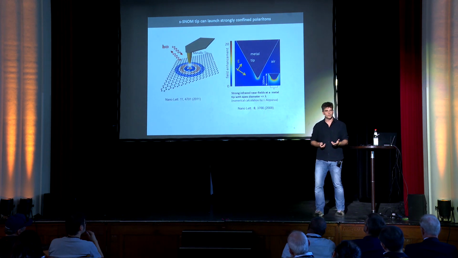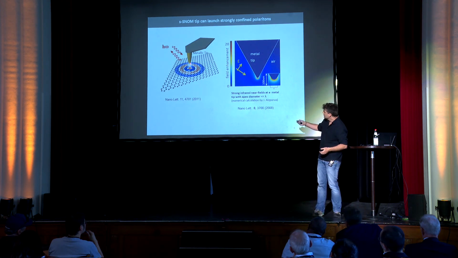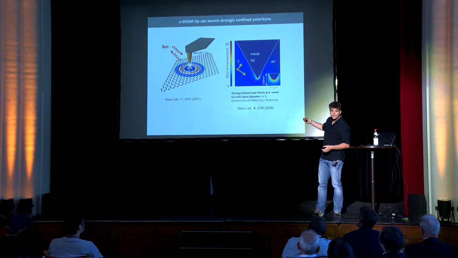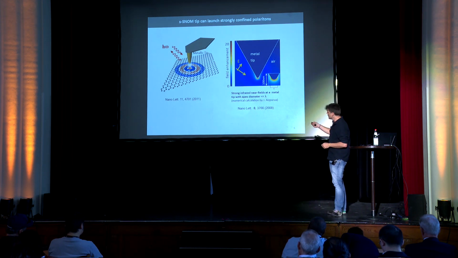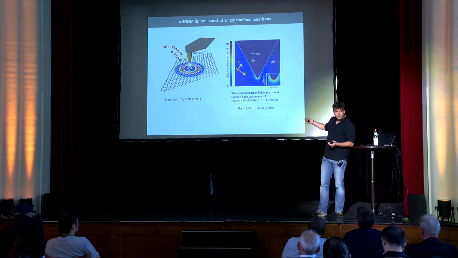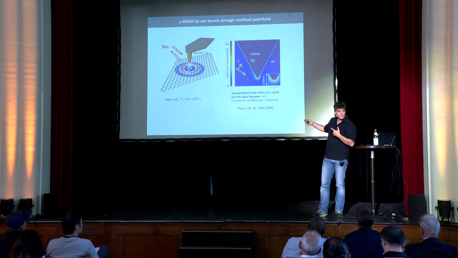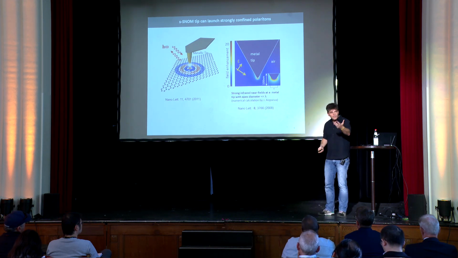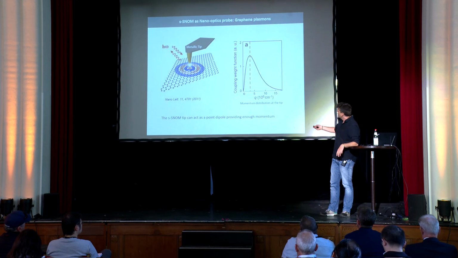Why is it so? This tiny light spot at the tip apex is a concentrated electric field. And just by Fourier transforming this image from real space, you go to the k space, and you can see that something that is really localized in real space has a broad shape in momentum space. So you have enough momentum at the tip apex to launch these waves that are highly confined. This is actually what this curve shows.